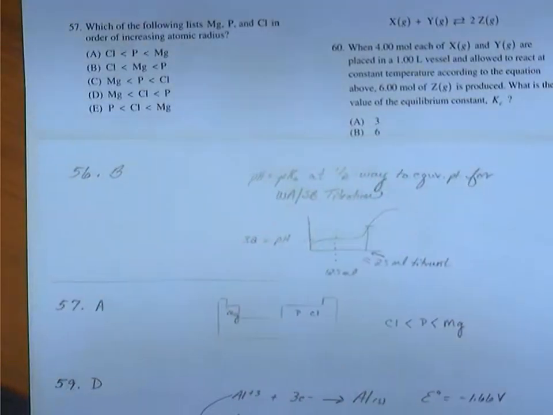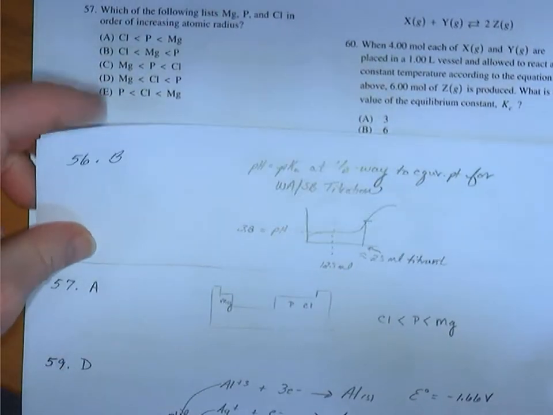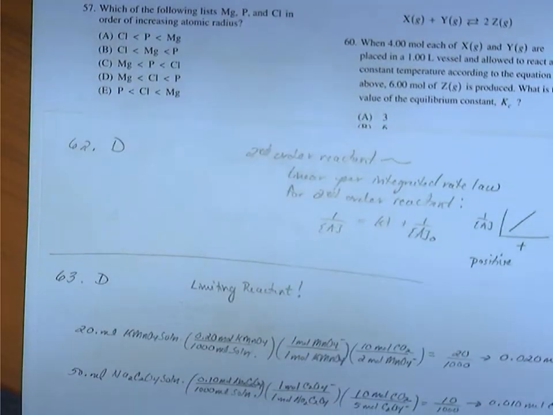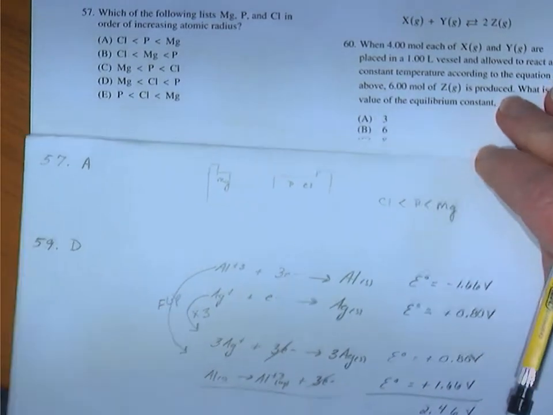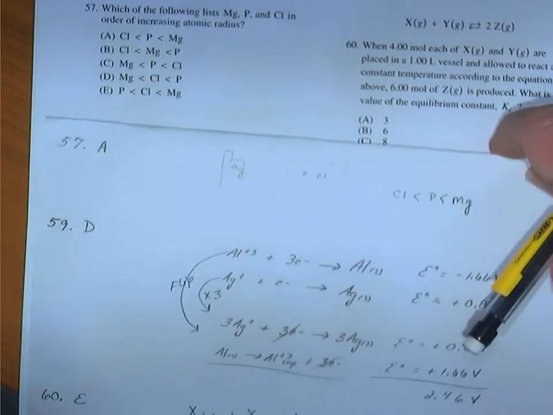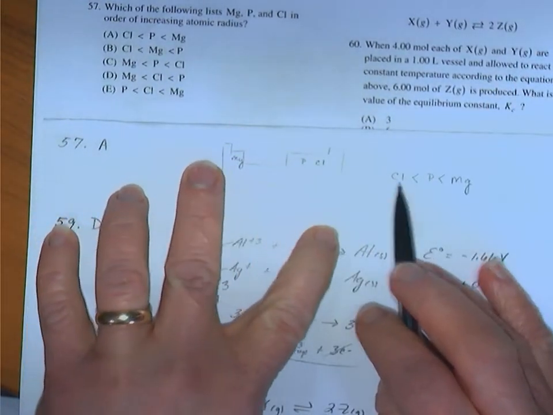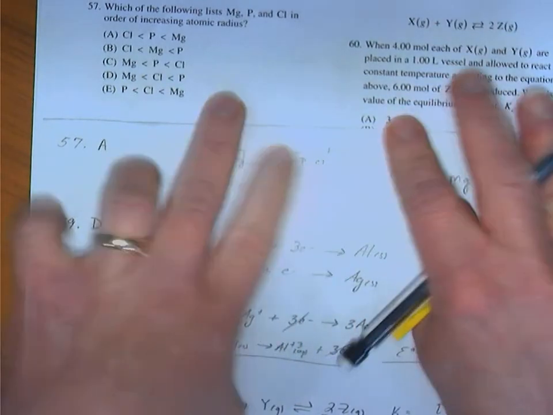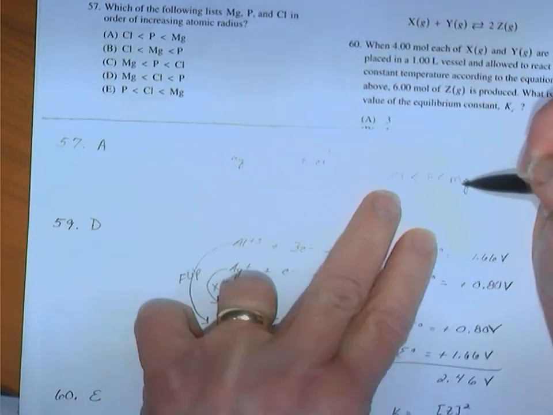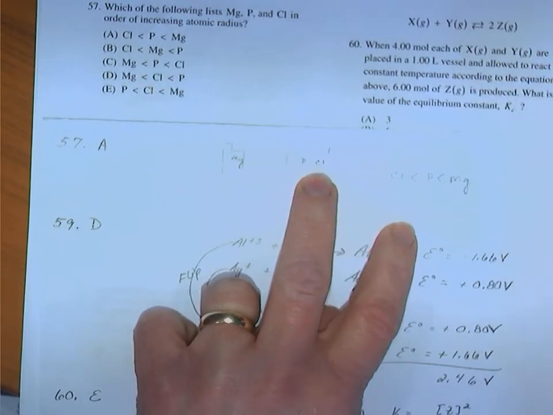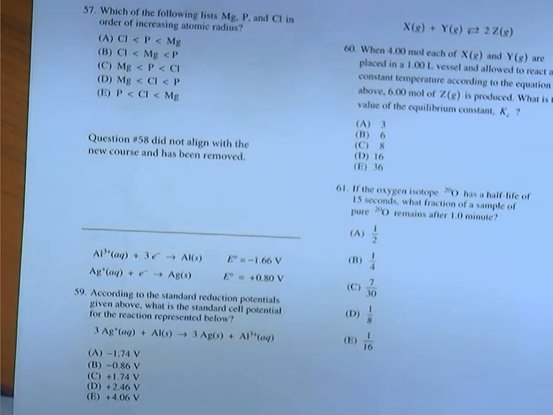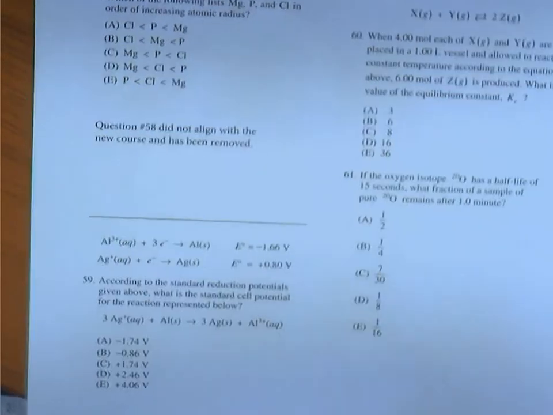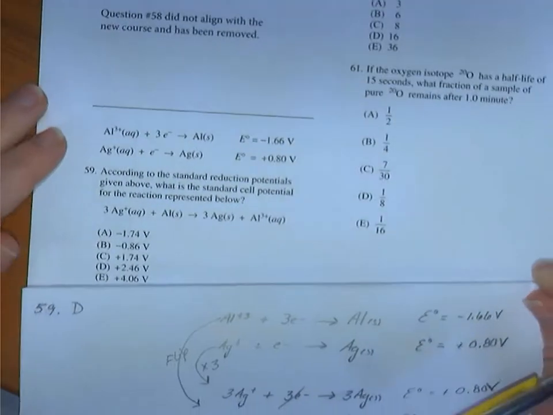57 is asking us to recall the periodic trend of size. They are giving us 3 elements within the same period. We know as we move left to right that atomic size decreases, thereby having this order of increasing size. Magnesium is furthest to the left, so it would be last. Chlorine is furthest to the right, so it would be first. Choice A.